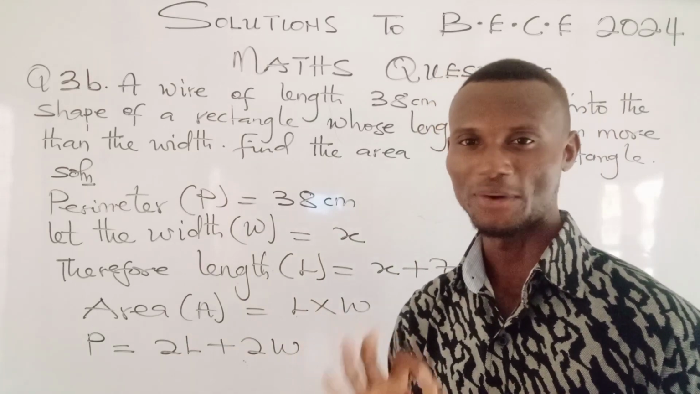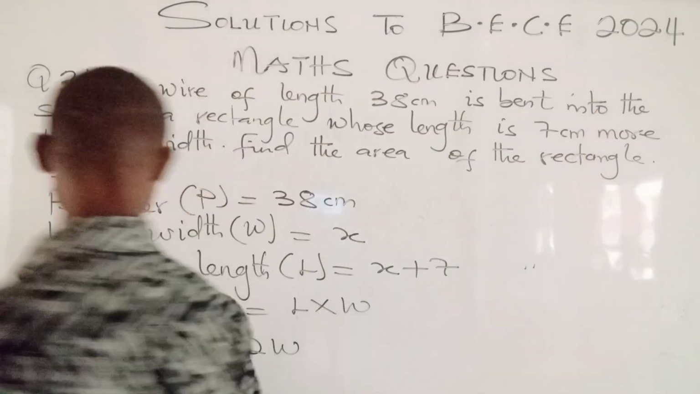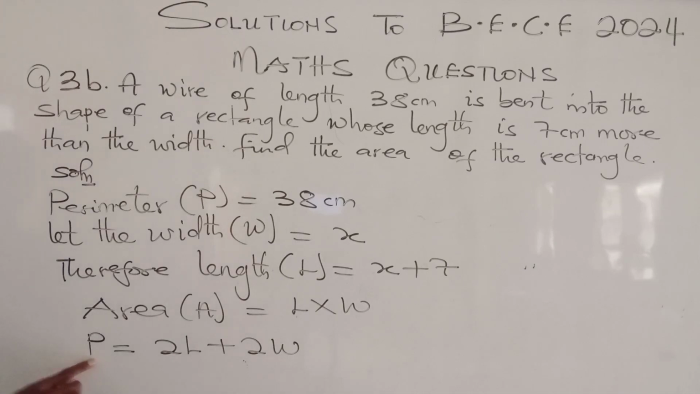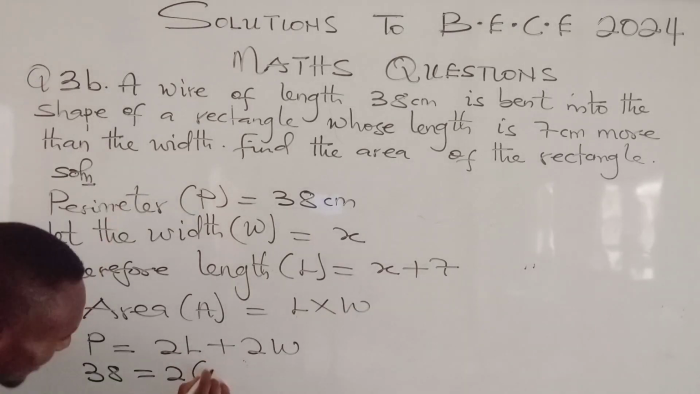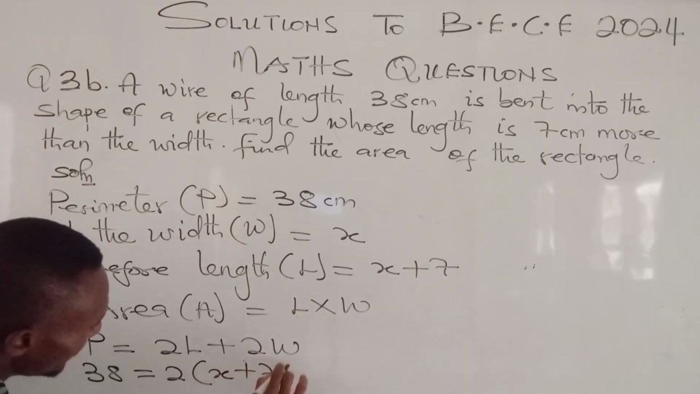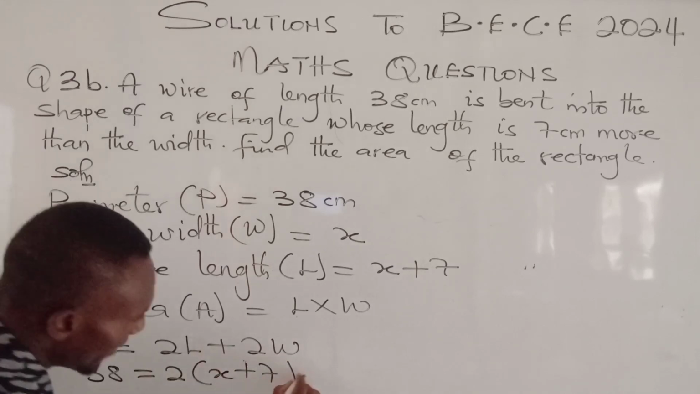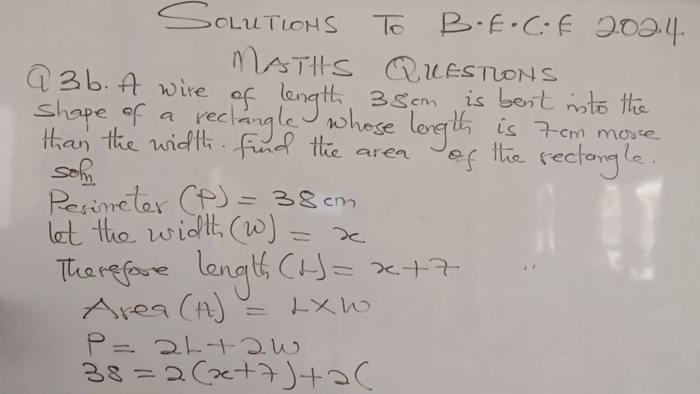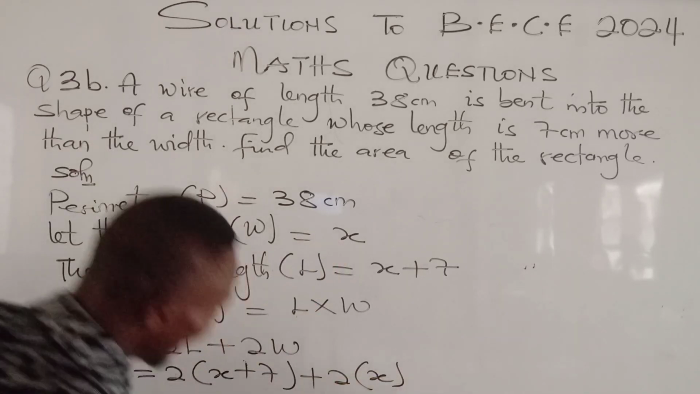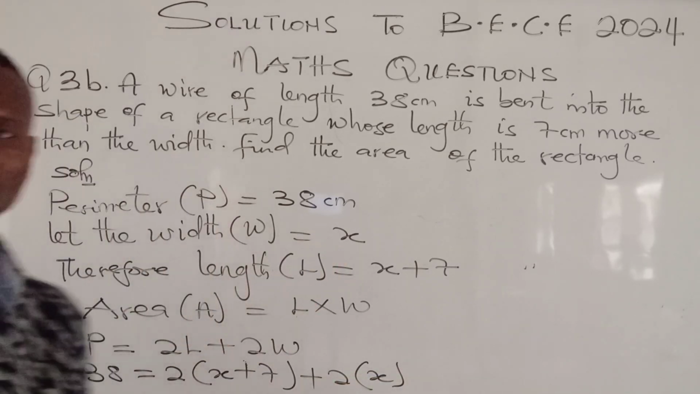I hope you agree with me up to this point. So now let's go ahead. The perimeter, which is the P here, the value is 38. So in place of P, I'm going to write 38 equals 2, multiplying the length. The length is given to be S plus 7, so S plus 7, you close your bracket. Then you bring your plus, then I have my 2 here multiplying the width, and the width is given to be S. So I write my S. I hope you understand up to this point.